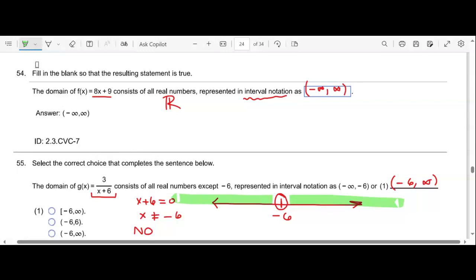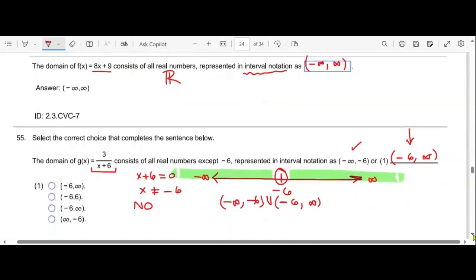From negative infinity to negative 6. So how can we write this? We say negative infinity to negative 6, union negative 6 to infinity. Is this clear? So that is what is missing here. He's giving you this, but this one is missing. So which one is the correct answer? C. Yes, C. Okay.